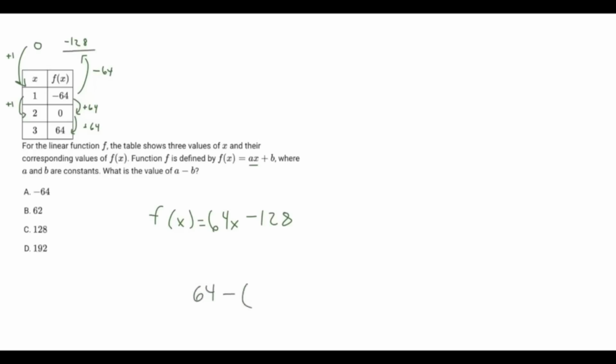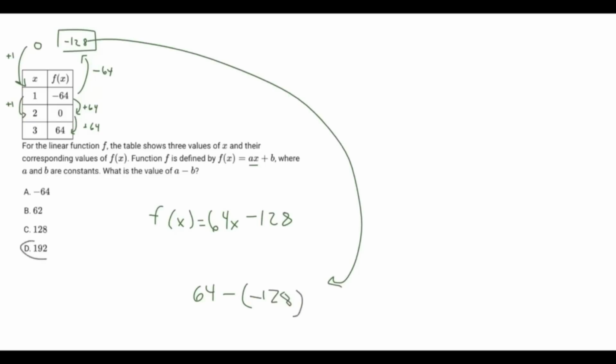The b value is negative 128, all right? So if you subtract a negative number, we're essentially adding it. And so 64 plus 128 is just 192, so that's our final answer.